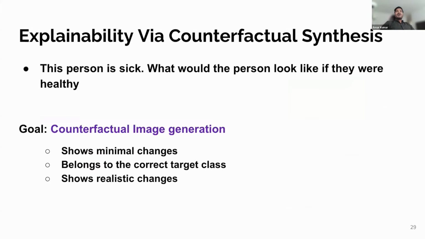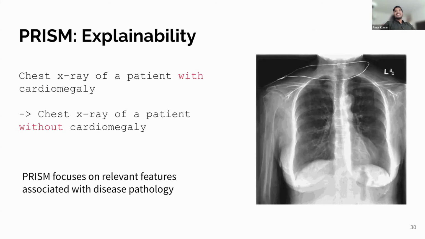So this problem of opening up the black box can be addressed via counterfactual synthesis. Essentially, that means: this person is sick, what would the person look like if they were healthy? So imagining a counterfactual scenario, what if this thing was not there? The goal of counterfactual image generation is that we want our model or any method to make minimal changes and belong to the correct target class, which means that if the initial patient was sick, my synthesized image should be healthy, and it should show realistic changes and not just an adversarial attack. So keeping that in mind, for explaining the black box, Prism is able to explain that very well.